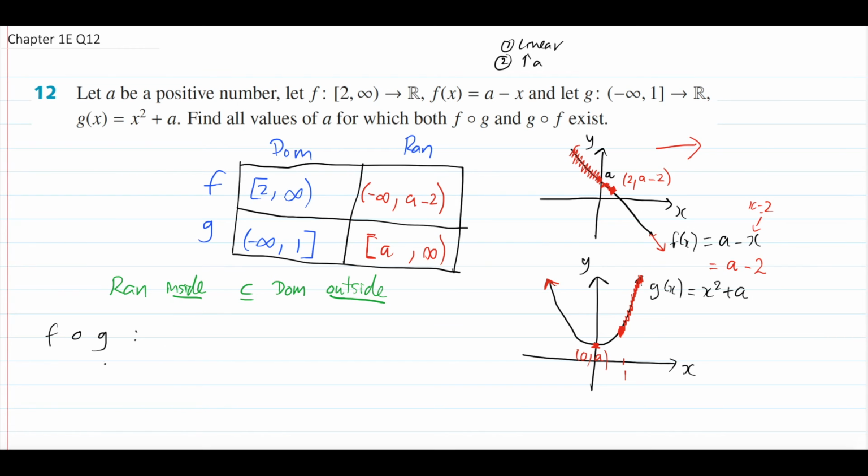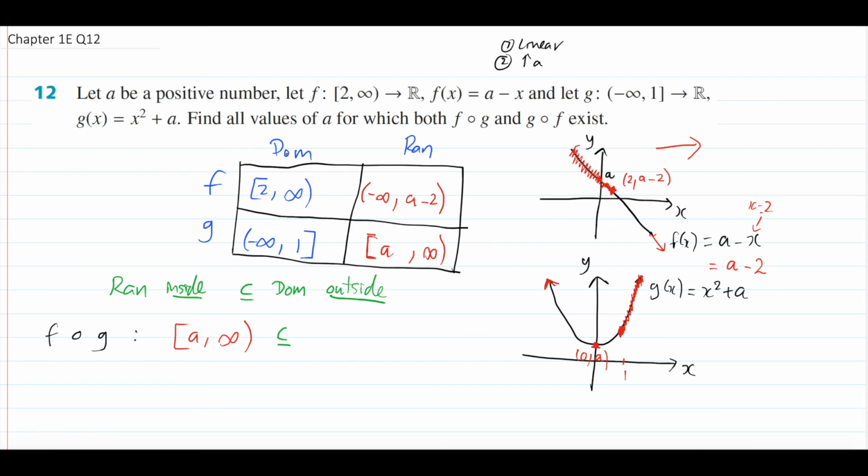So the range of G, because range of the inside, range of G, you go look at your composite table and find that it's over here, a to infinity. So I'm going to write that down, a to infinity, okay? And then now we question, is that a subset of the domain of F, domain of outside?